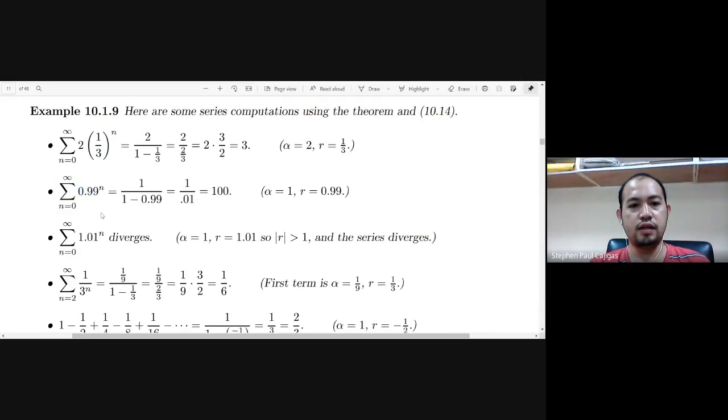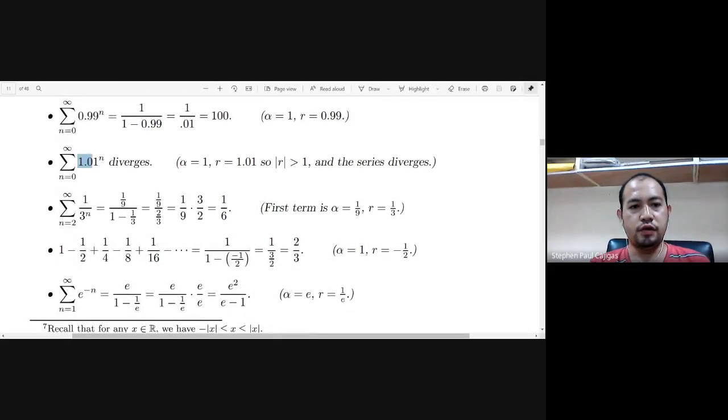0.99 of course is less than 1, so we can use the formula. Substitute, and this is the answer. Now, if your geometric sequence is 1.01 to the n, of course 1.01 is already more than 1, so not less than 1. So we cannot use the formula. We can directly say that the series diverges, or the series is divergent. No calculation anymore. We just justify that since r is not less than 1, or since r is greater than 1, then the series is divergent.